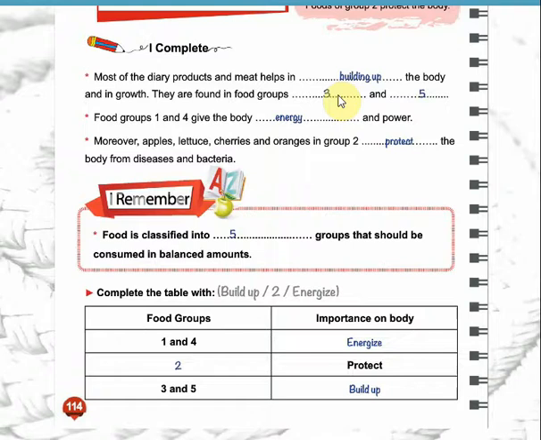You should know or remember that groups 3 and 5, which contain dairy products and meat, help in building up the body, okay, and in growth, okay, meaning they build up our body, they contain builder food, okay.